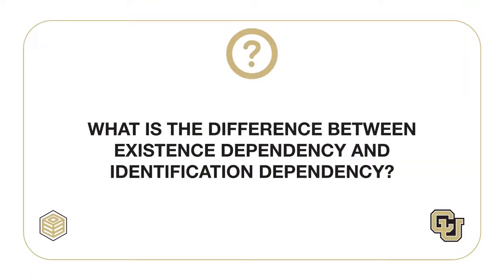Welcome to Lesson 3 of Module 6, a notation for entity relationship diagrams. I'm going to start with a question about the difference between two data modeling concepts. What is the difference between existence dependency and identification dependency? Lesson 3 expounds on the basics of ERDs provided in Lesson 2 to some specialized but important relationship variations.